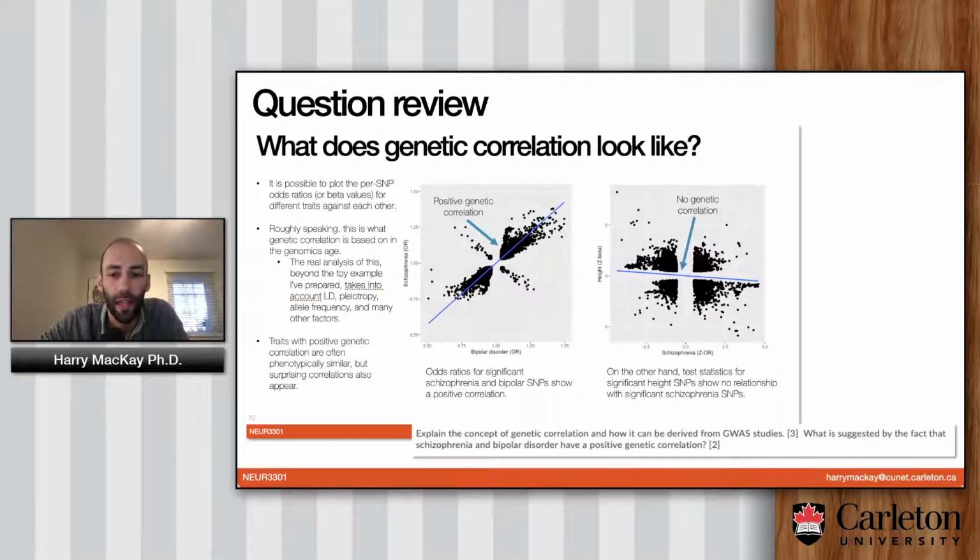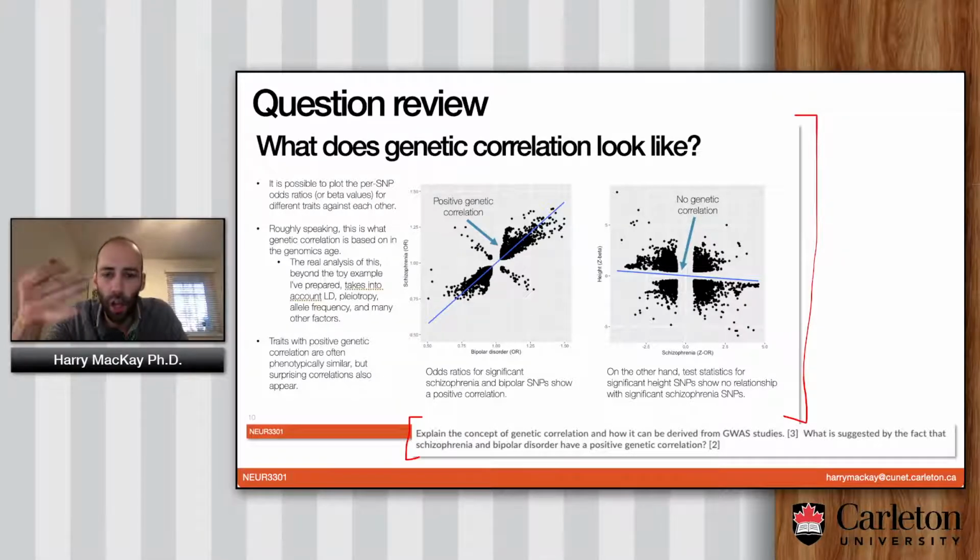The next one is question 9. Explain the concept of genetic correlation and how it can be derived from GWAS studies. What is suggested by the fact that schizophrenia and bipolar disorder have a positive genetic correlation? This is slide 10 from the ASD lecture, my apologies.